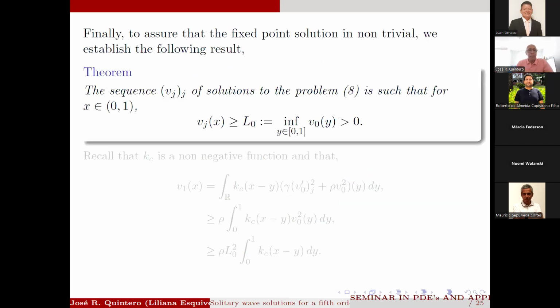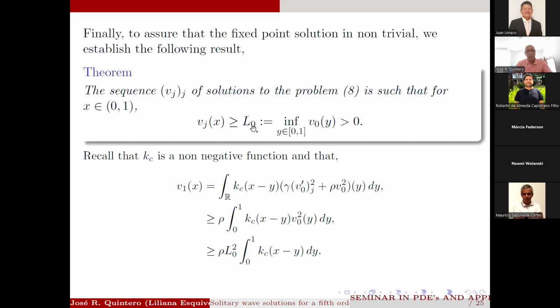And now, to be sure that the fixed point is not trivial, we have to be sure that at zero at least, the solution is far away from zero. So you just define this. This is the sequence, and then I'm going to show you that for any x in [0, 1], b_j(x) is greater than or equal to L0.